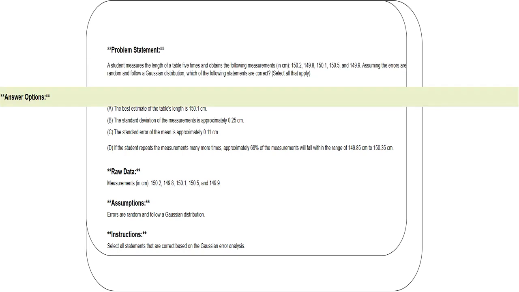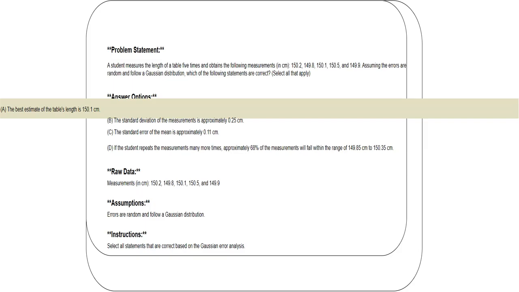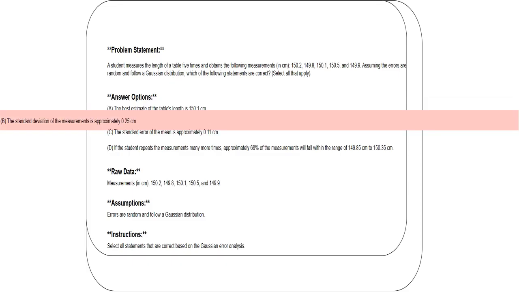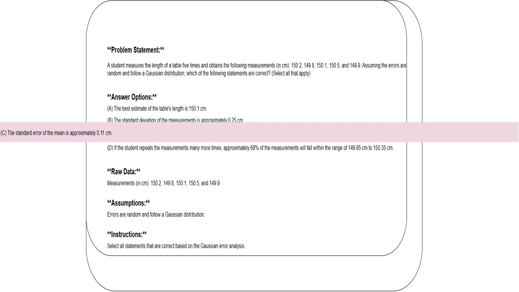Now, let's focus on what the answer options actually are. These are the statements regarding the measurements that you need to evaluate for correctness. The second statement claims that the standard deviation of the measurements is approximately 0.25 centimeters. Remember that standard deviation measures the spread of the data. The third statement suggests that the standard error of the mean is approximately 0.11 centimeters. Note that the standard error of the mean estimates the precision of the sample mean. The final statement predicts that if the student repeats the measurements, approximately 68% of them will fall within the range of 149.85 to 150.35 centimeters. This relates to confidence intervals assuming a Gaussian distribution.